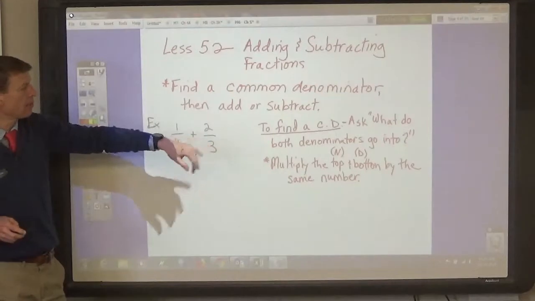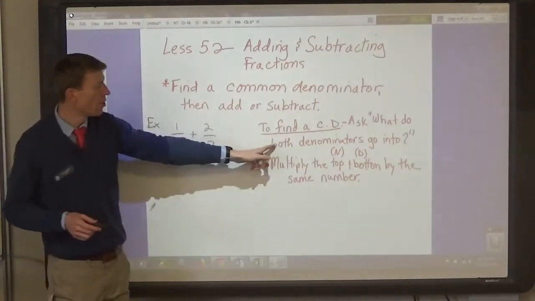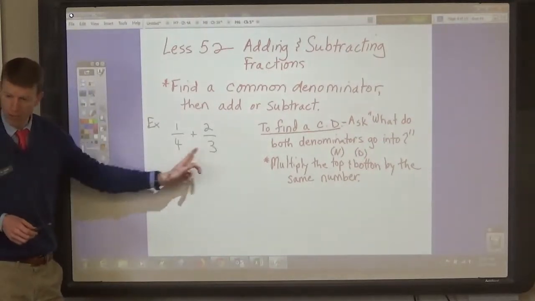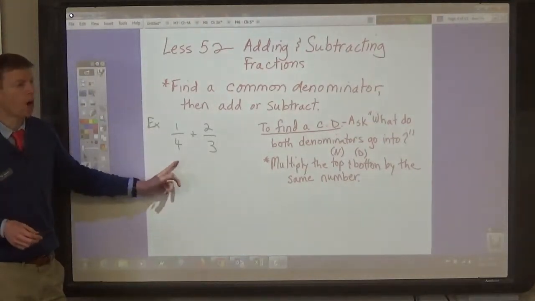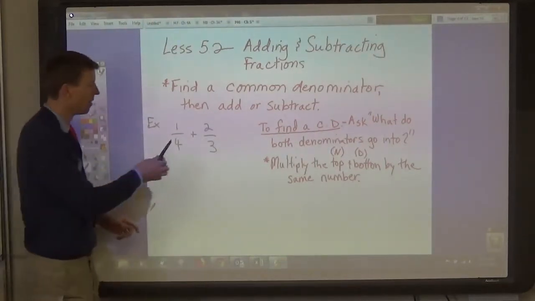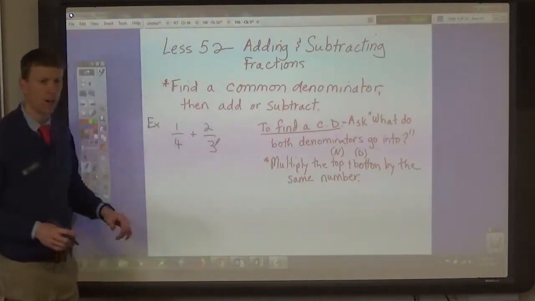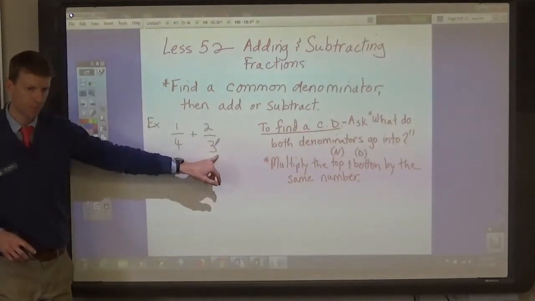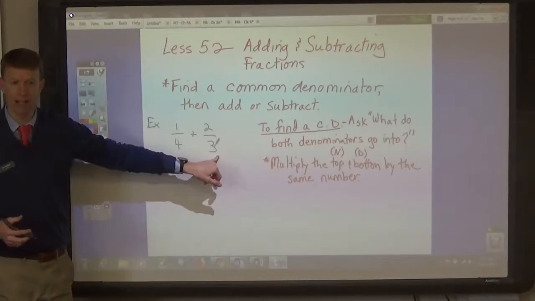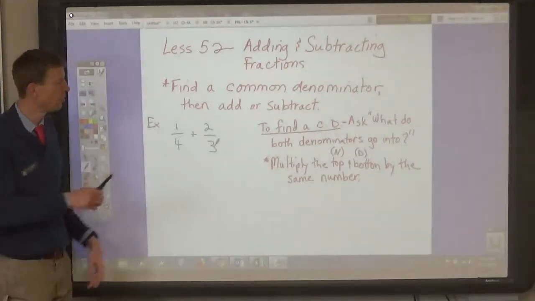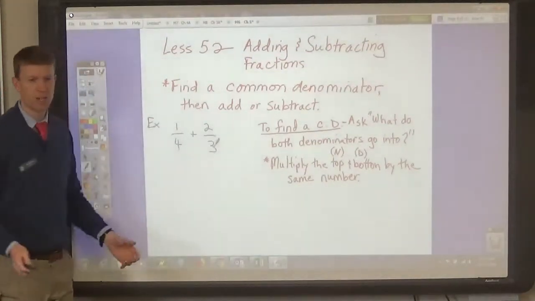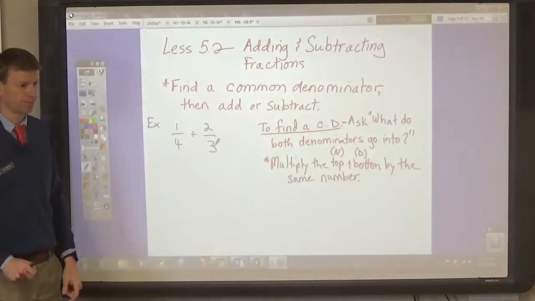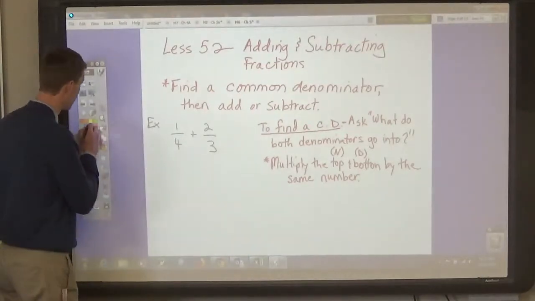To find a common denominator, you have to ask yourself, what do both denominators go into? What number would both of these go into? You can always find a common denominator by using the multiple of both, or multiplying 4 times 3. That's one way to find a common denominator every time, is to use the numbers of the denominators to make a common denominator. And then here's what we do.